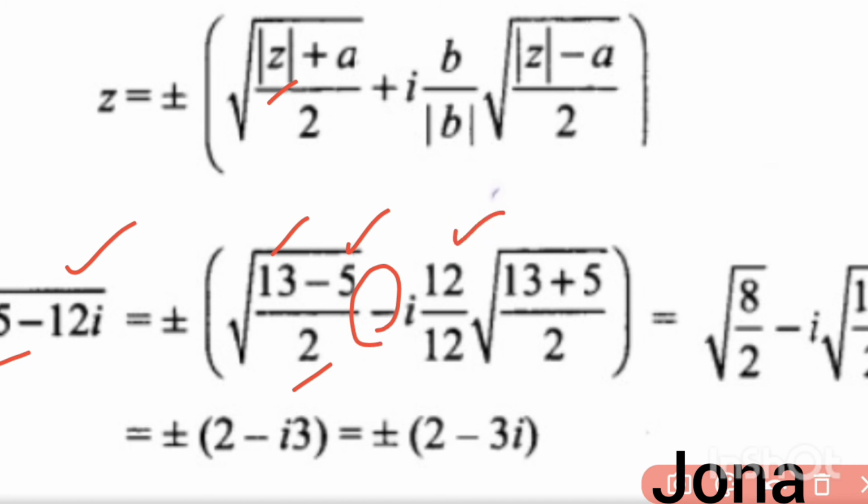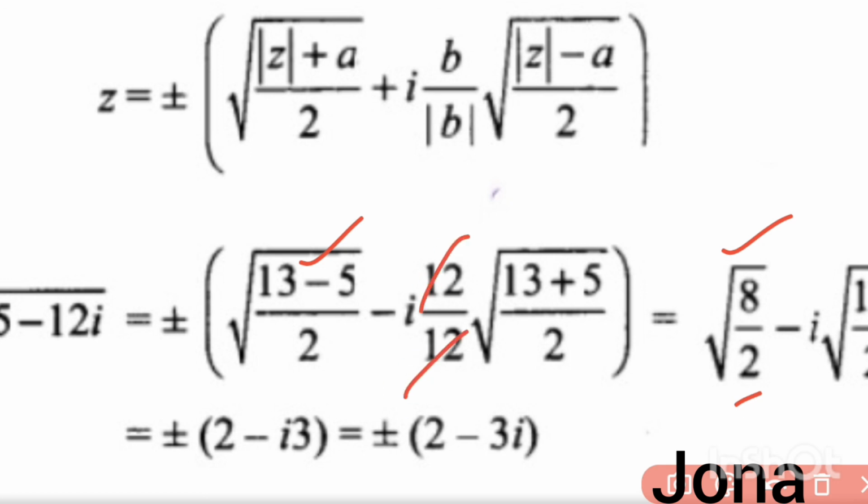Minus 12 is here. Then modulus of b is nothing but root 12 square, so root and square will get cancelled. That is 12 into square root of mod z is 13 and a is minus 5. Already we have one minus symbol, so it will become plus 5 here divided by 2. Then we can simplify. 13 minus 5 is 8 by 2, minus i into 13 plus 5 is 18 by 2 here.